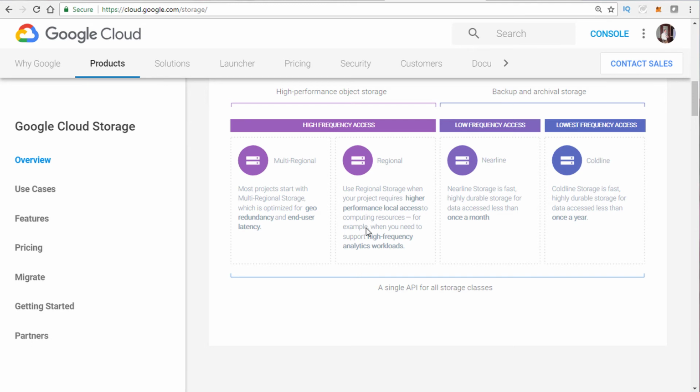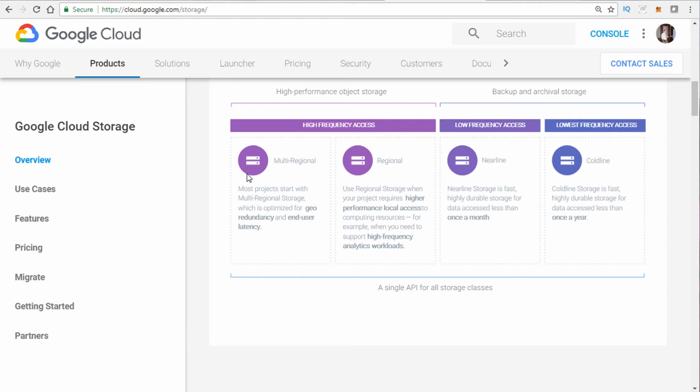Again, make sure you know this, okay? If you're going to access, for example, storage less than once a month, you want to consider nearline. If it's less than once a year, go to what? Coldline. Regional or multi-regional. Why do you want to use both? Or actually either one.